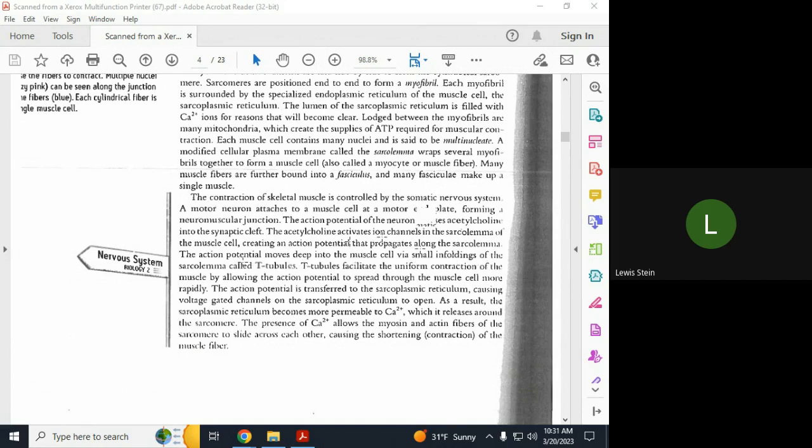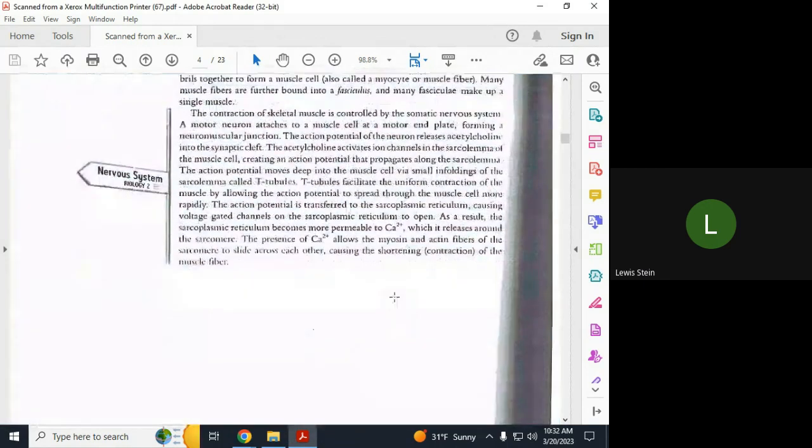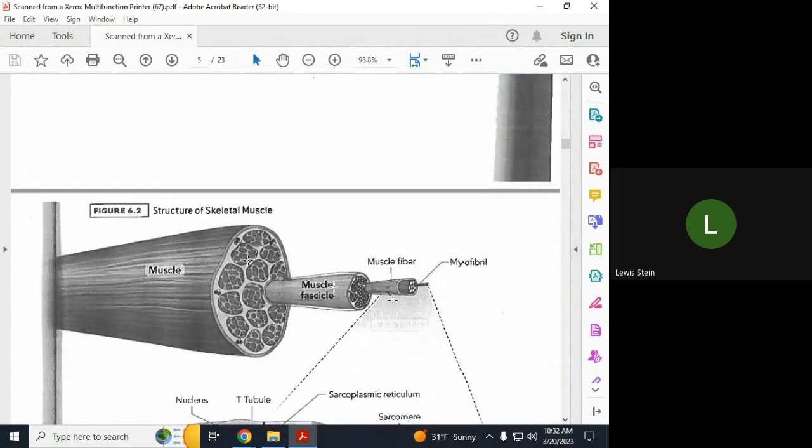So here's what they're talking about: action potential, T-tubules, uniform contraction, spread through the muscle rapidly, transfer to the sarcoplasmic reticulum, voltage-gated channels open, more permeable to calcium, which releases calcium onto myosin and actin. So you don't have to necessarily go into it in the same degree of detail I did, but to understand the process. This is what I was alluding to before.